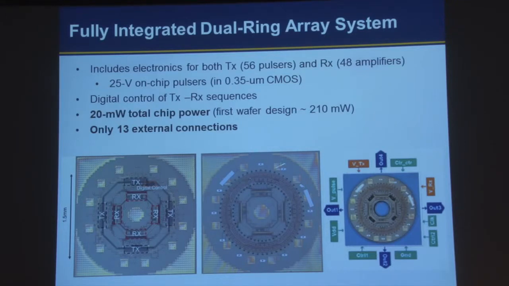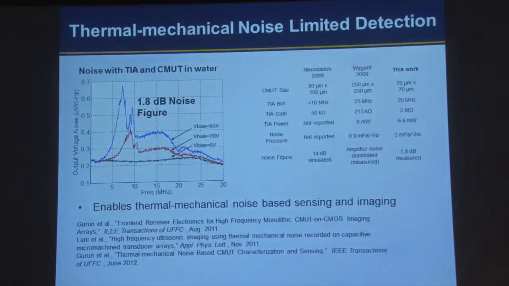And on this one, we have basically 56 transmitters and 48 receivers, elements and amplifiers for them. And this is a design where we have a dual ring structure, so that the outside ring is our transmitter ring, the inside is the receiver ring. With that, we avoid switching, and we can do really good electronics design for the transmitters and receivers separately to improve the performance. So, just talking about the electronics.